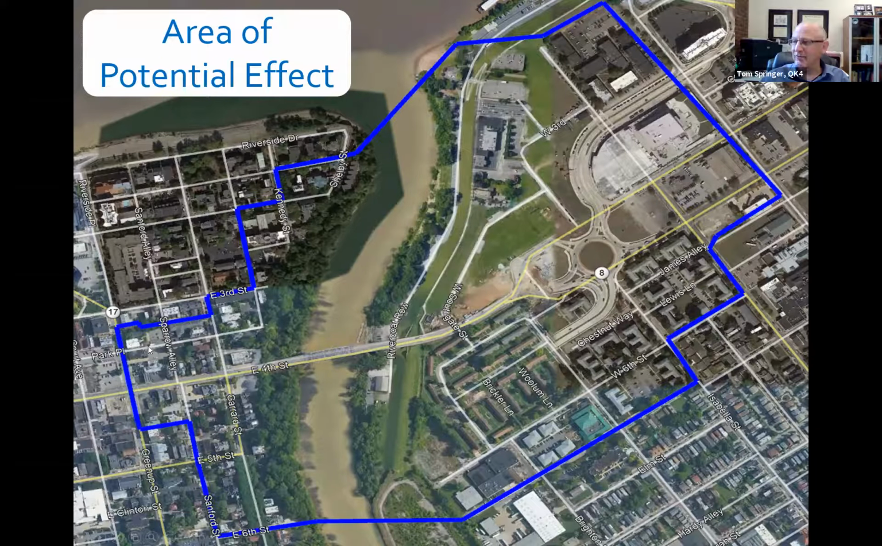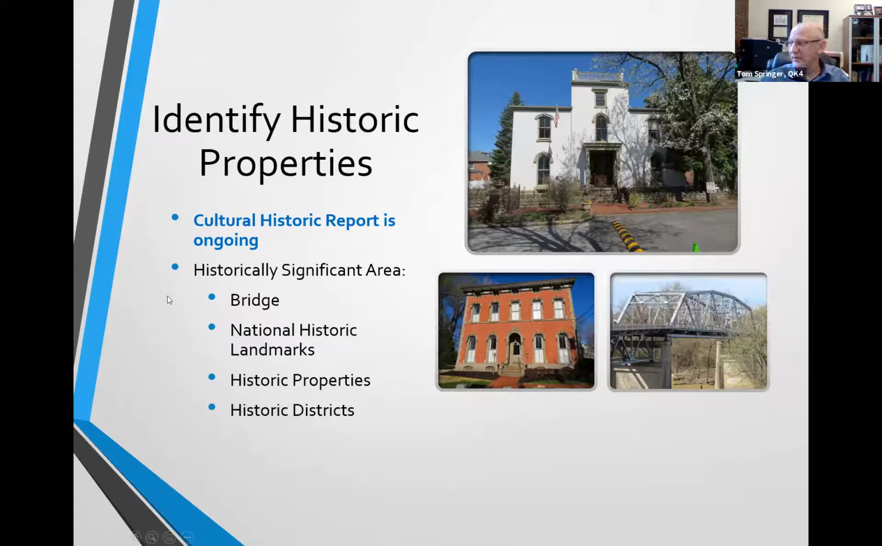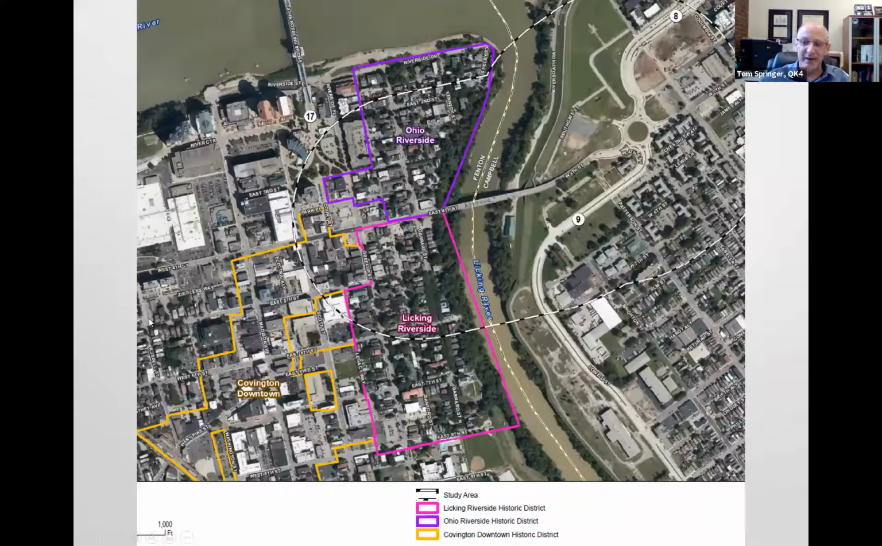In this area, we have known the bridge itself is eligible for listing in the National Register. We also have National Historic Landmarks. We have individual historic properties, and we have a couple of historic districts. Speaking of the districts, here's a map of the Ohio Riverside Historic District and the Licking Riverside Historic District. And then you can see to the west is the Covington Downtown Historic District. In the Ohio Riverside Historic District, where the APE overlaps the historic district, we have about 29 sites that we are taking a hard look at and doing an assessment.